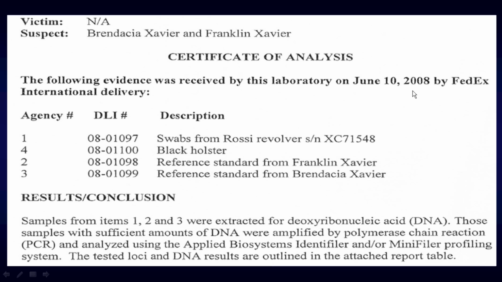tests were performed back in the middle of 2008. We don't need to get into a lot of the details about the particulars of this case, but 4 samples were tested by this testing laboratory. The key one, the critical one, involved a handgun, a Rossi revolver, and swabs were taken from it in an effort to determine who might have been in possession of this particular weapon.